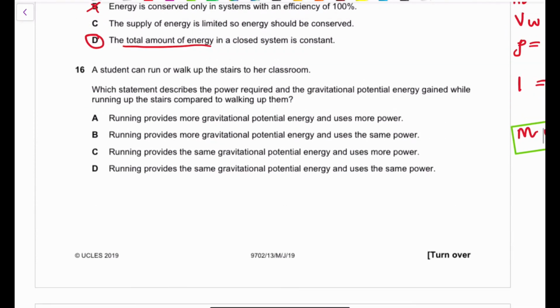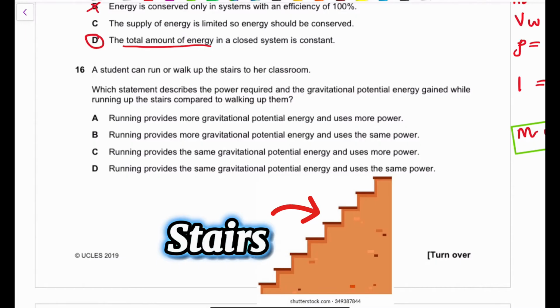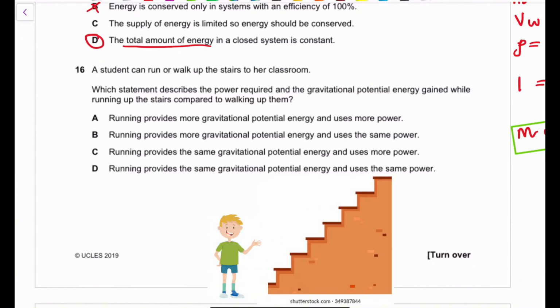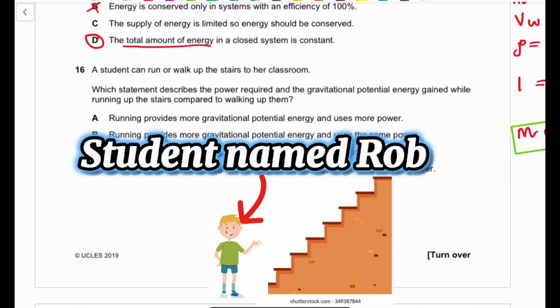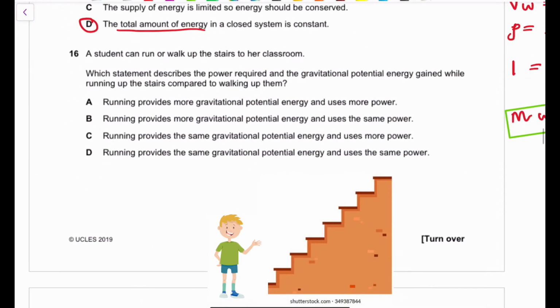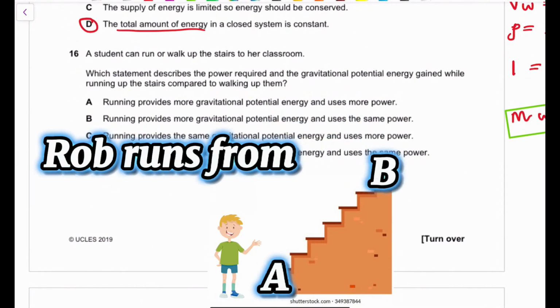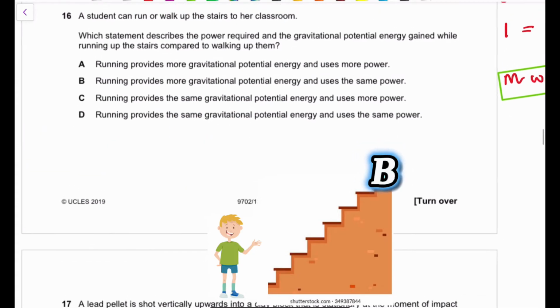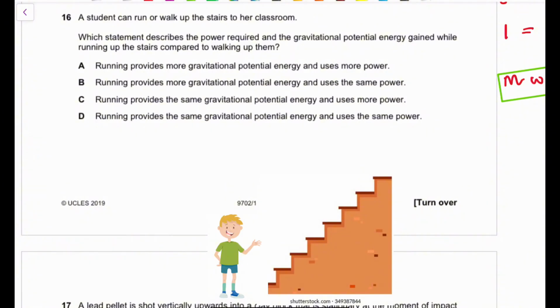But for question 16, we've been given a student that can run or walk up the stairs to her classroom. The statement describes the power required and the gravitational potential gained while the student runs up the stairs. As you can see, the student is running up the stairs from point A up until point B. But here's the tricky part. The gravitational potential energy is going to be the same. Why? Because we know that delta GPE, which is the gravitational potential energy, is going to be equivalent to mgh.